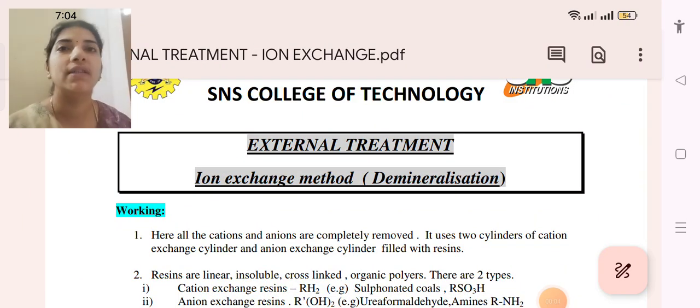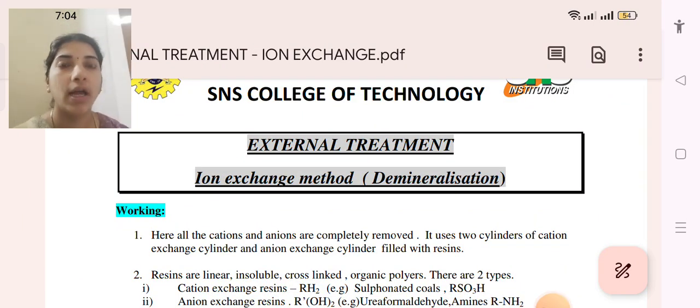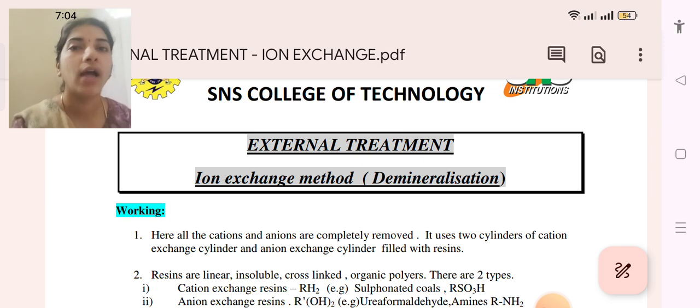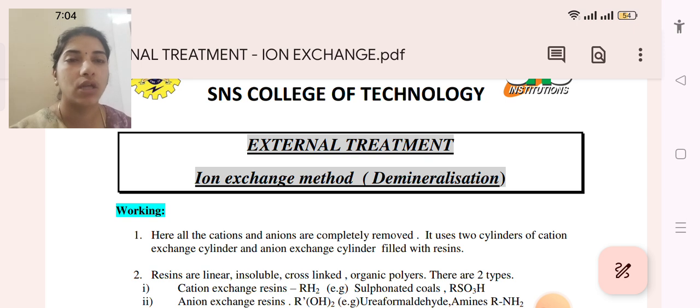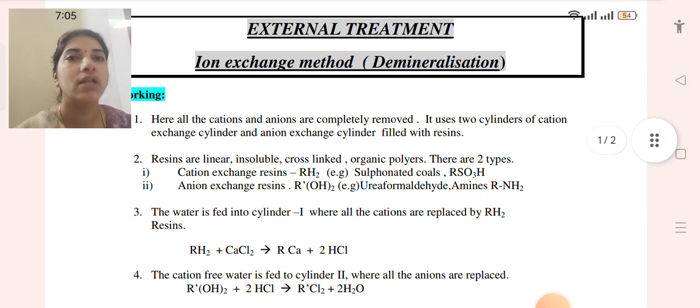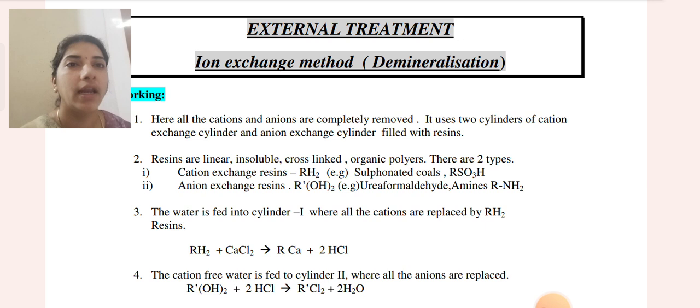Good morning. In the previous sections, we have already seen about spectroscopies and reverse osmosis, and now we are going to see the topics of external treatment and ion exchange resin methods. That is the external treatment done by using an ion exchange method for demineralization. Here all the cations and anions are completely removed. It uses two cylinders: a cation exchange cylinder and an anion exchange cylinder filled with resin.